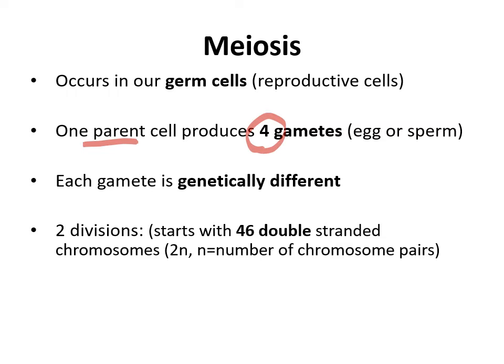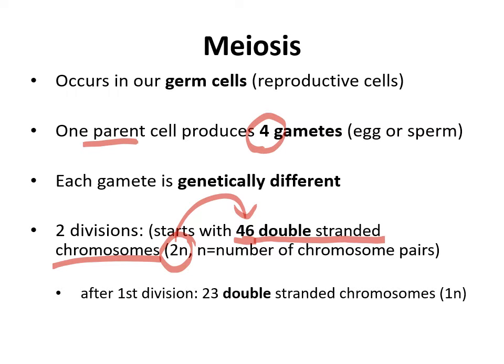But 2 divisions, so we're going to start with 46 double-stranded chromosomes. So 23 pairs, and each one of them is double-stranded. So we got 2 chromatids there, or duplicated. That's the 2n number, which would be the 46.